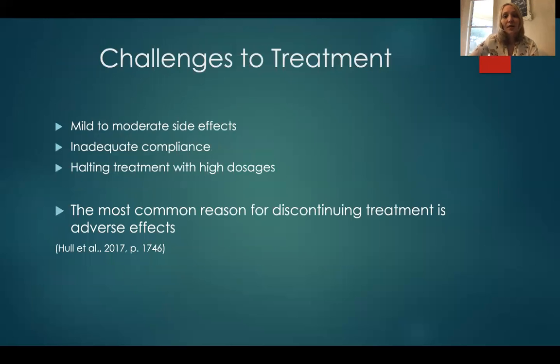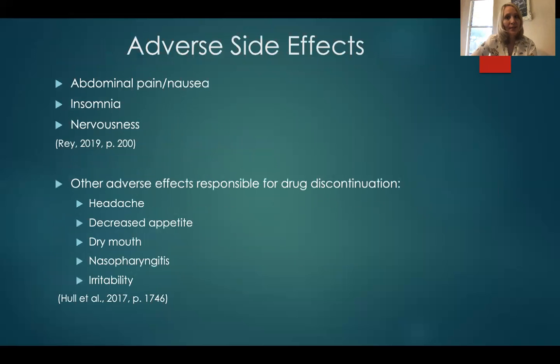Challenges to treatment. You're going to have mild to moderate side effects, inadequate compliance, and halting treatment with high dosages. These are some of your major challenges. However, the most common reason for discontinuing treatment is adverse side effects, which is our third learning objective, and we're going to discuss that next.